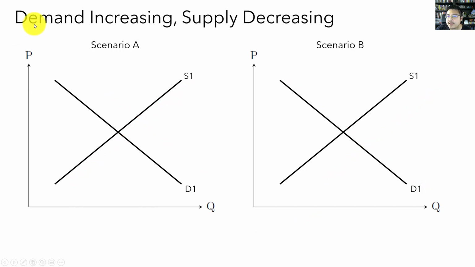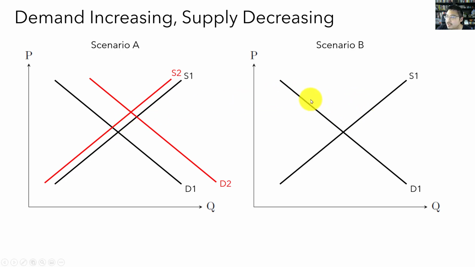So now let's look at the case where demand is increasing, but supply is decreasing. And again, we're going to have two scenarios. In the first scenario, demand increases by a lot, and supply decreases by a little. And if you look at the two equilibria, you can see that price goes up and quantity also goes up.